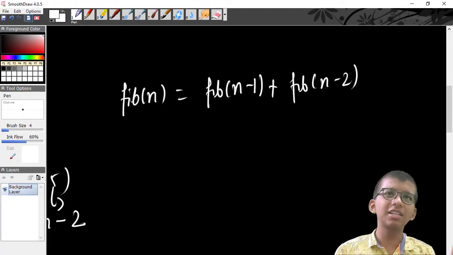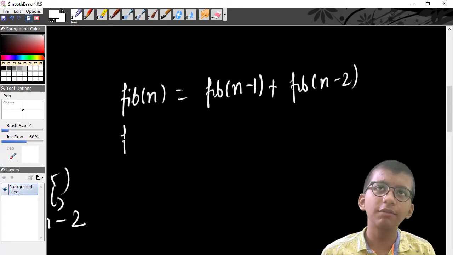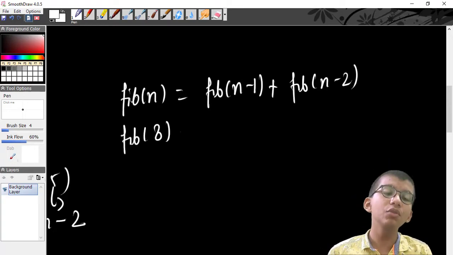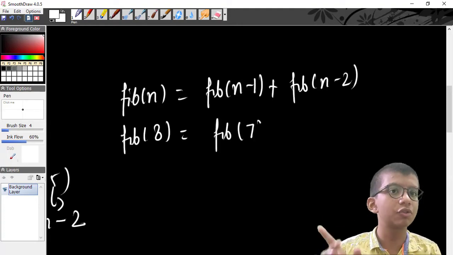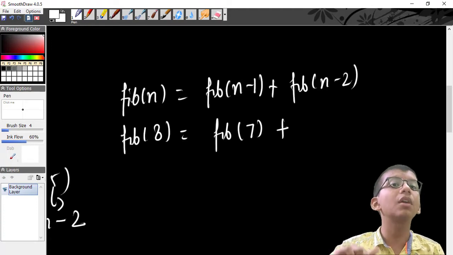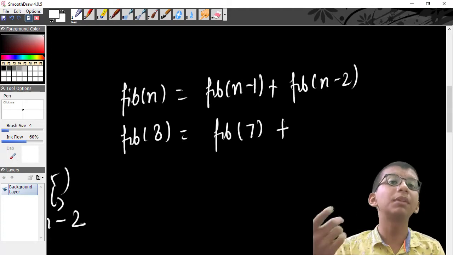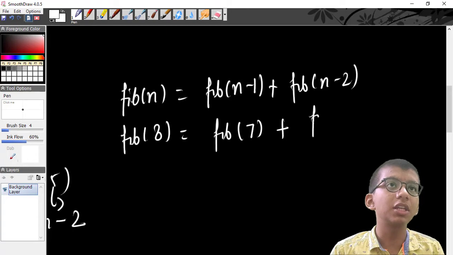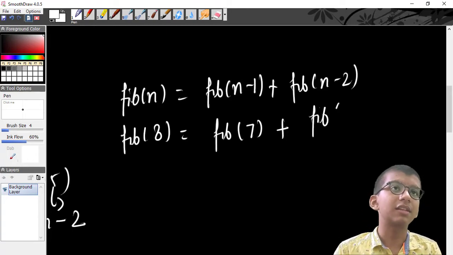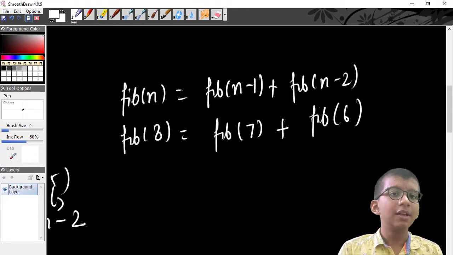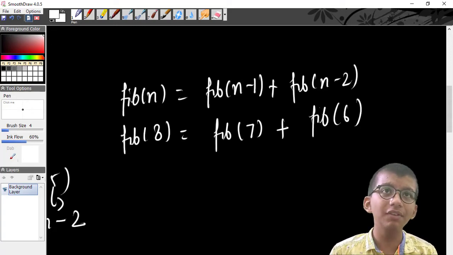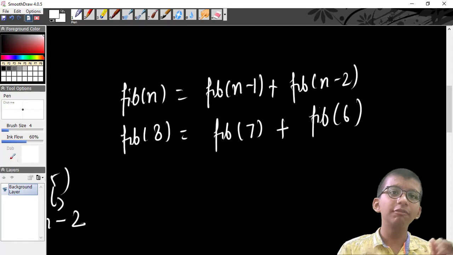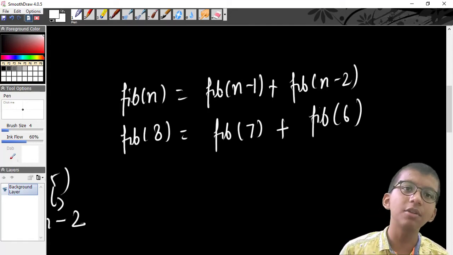Again, let's take one example. Let's say you want to take Fibonacci of 8. How do we do that? You first take out Fibonacci of 8 minus 1, which is 7, and then the other number, the previous one, which is Fibonacci of 8 minus 2, which is 6. And for taking out Fibonacci of 7, again we want to take 6 and 5, and that continues until we reach the base case.